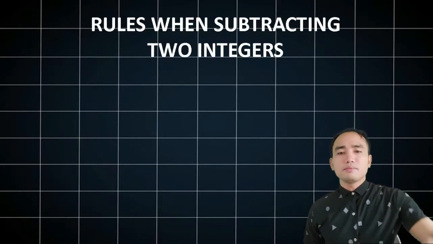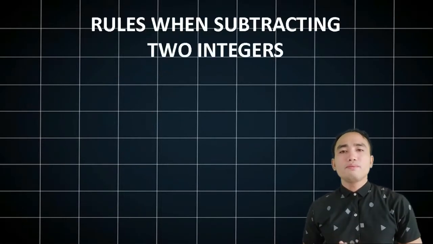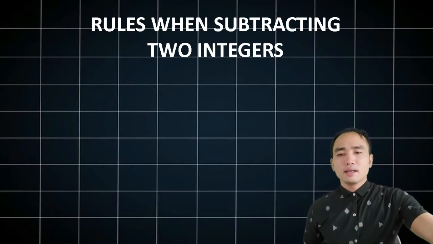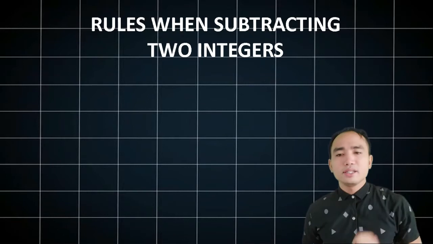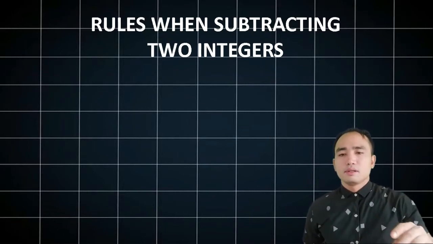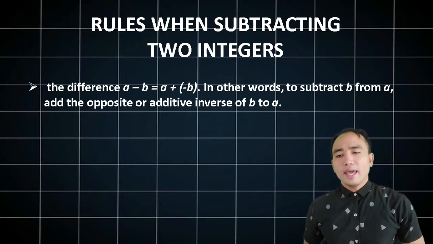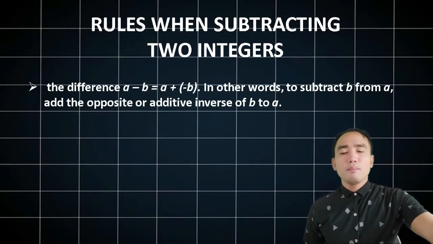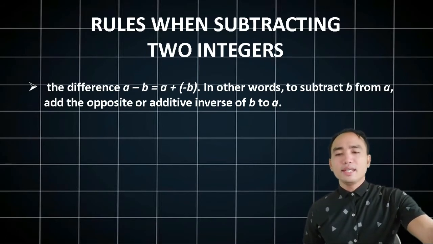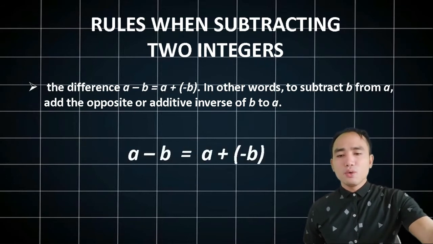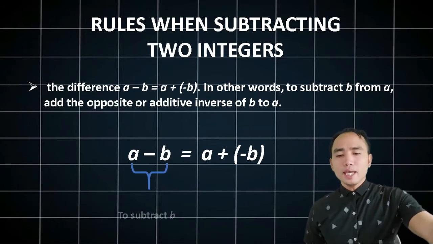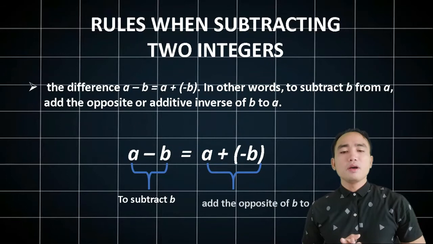Now let us go to subtraction. But before that, you have to know first the rules when subtracting two integers. The difference A minus B is equal to A plus negative B. In other words, to subtract B from A, add the opposite or additive inverse of B to A. So it is written as A minus B is equal to A plus negative B. So to subtract B, add the opposite of B to A.